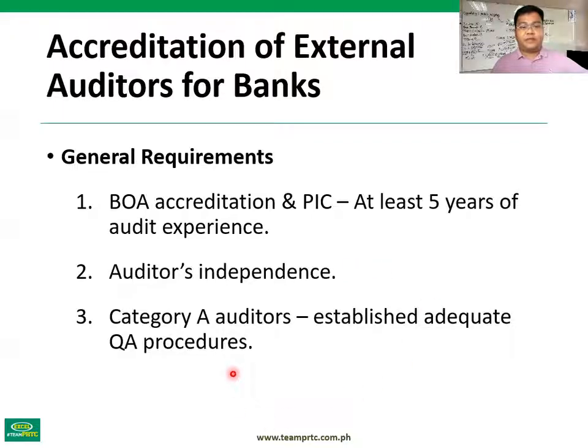And then finally, number 3, this applies to category A auditors. Individual applicants as external auditor of entities under category A should have established adequate quality assurance procedures, such as consultation policies and stringent quality control, to ensure full compliance with the accounting and regulatory requirements set out by the different governing bodies, including SEC and BSP. But this only applies to category A external auditors. Now let's go back to the auditors' independence requirements. Let's discuss more about that.